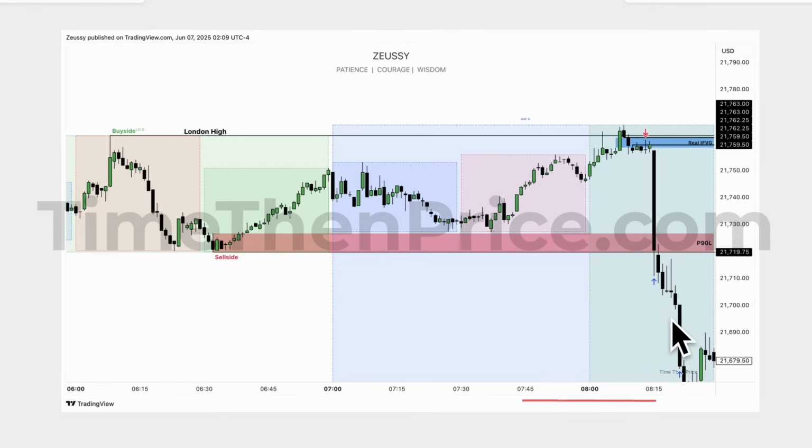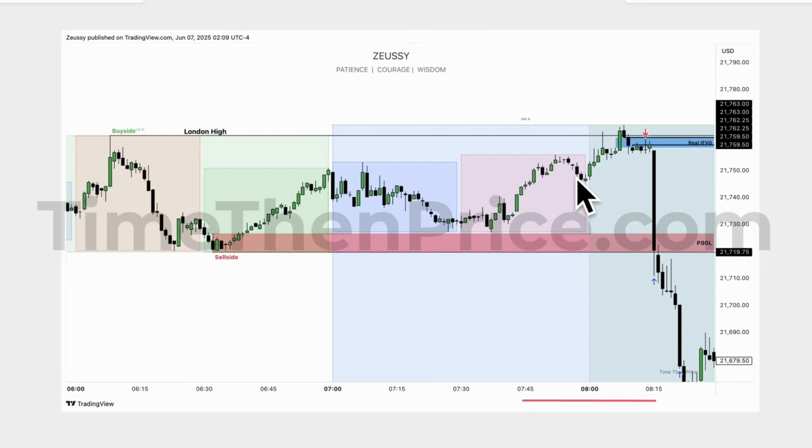What I would like you to see is that throughout my annotations right here, you can see that I'm very clearly paying attention to the previous 90-minute cycle high, which also was the golden high, and the previous 90-minute cycle low, which I outlined right here. 7 a.m. opens up and we see the market consolidate. It's just going back and forth, back and forth, back and forth.